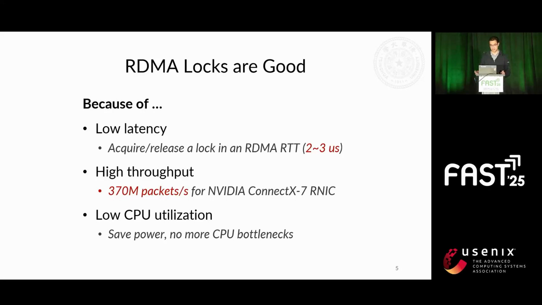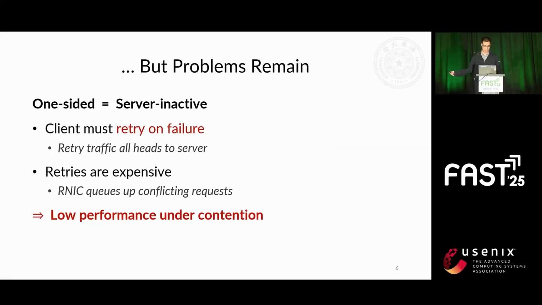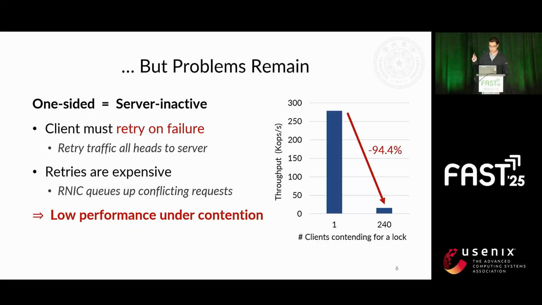Compared to traditional locks, RDMA locks are good because they benefit from RDMA's advantages, including microsecond level latency, very high throughput, and low CPU usage. But everything has two sides. Because the server is inactive, clients do not get any feedback when they fail to acquire a lock, and they must retry. The RDMA NIC is not that good at handling so many concurrent retries, especially when they have conflicts.